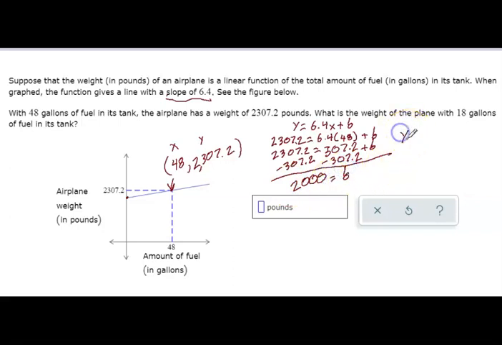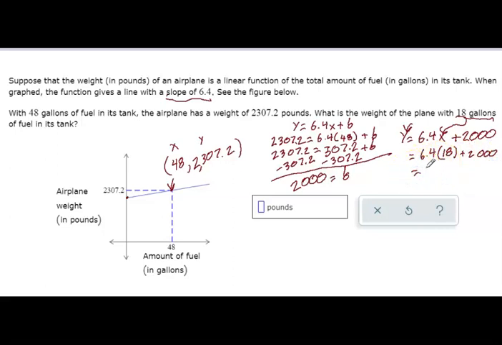So we know the equation of the line would be y equals 6.4 multiplied by the amount of fuel in gallons, plus our y-intercept of 2,000 pounds. All right, but that's not what we're asked. We're asked what's the y value, or our weight, when we have 18 gallons of fuel in our tank. So let's plug that 18 in for x and figure out what our y value would be. So we'd have 6.4 multiplied by our x value of 18, plus 2,000.